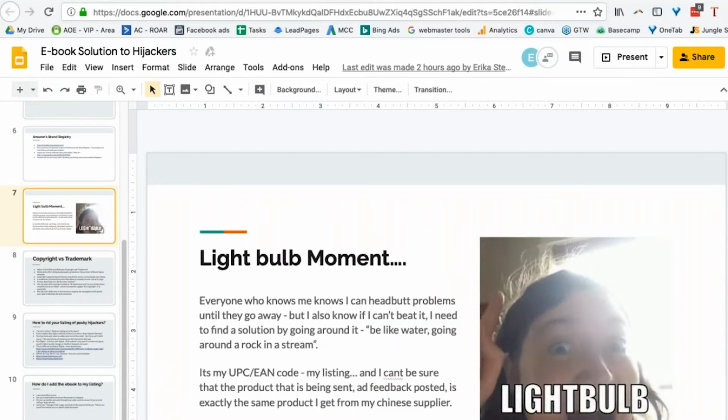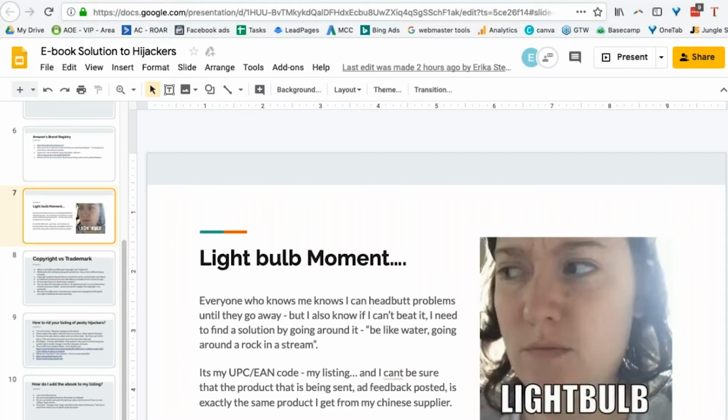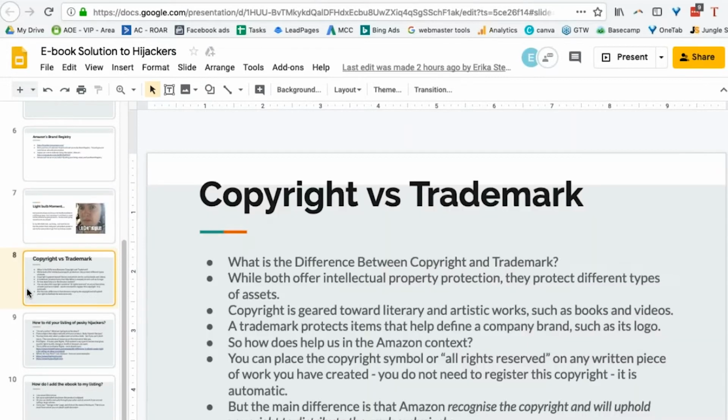So then I had to sort of think laterally about it. I had a light bulb moment one day. So it's my UPC, it's my EAN code, it's my listing, and I can't be sure. So is it the same product that I get from my Chinese supplier? I don't know. So the next point was the difference between copyright and trademark.